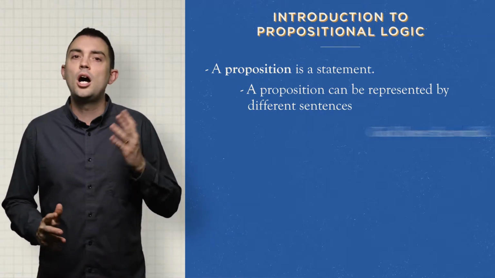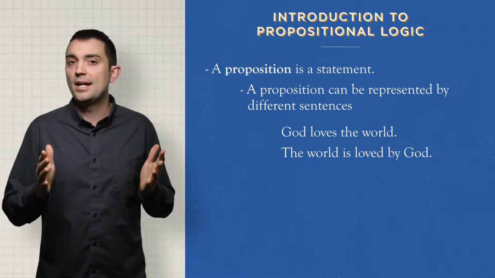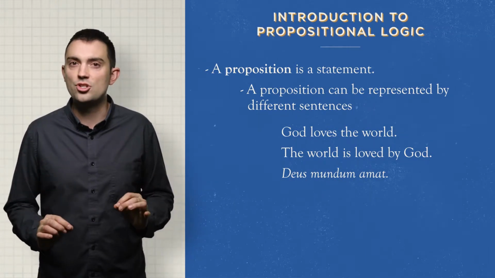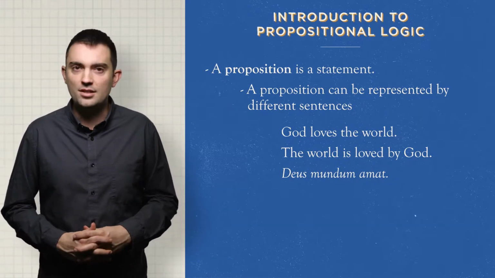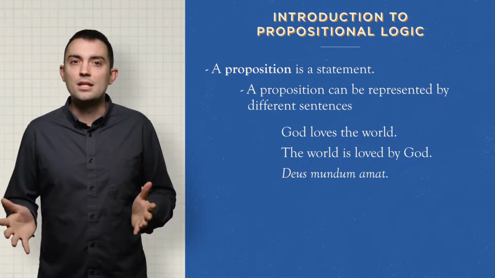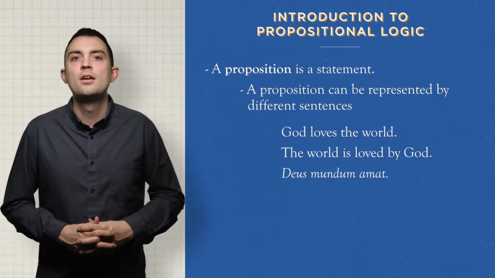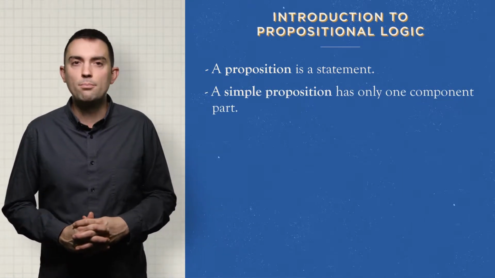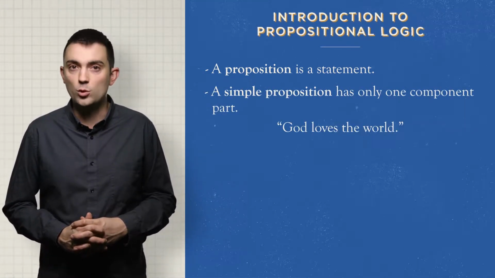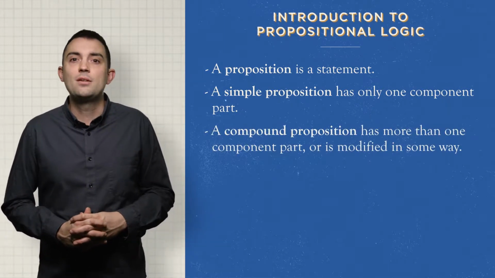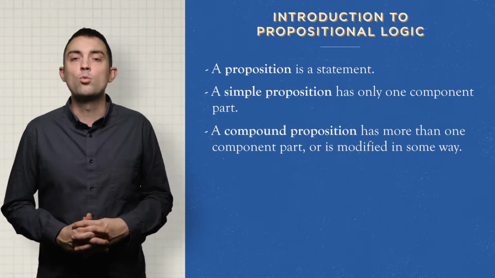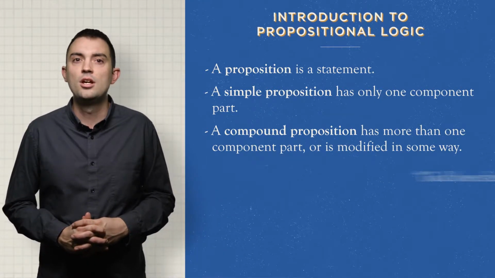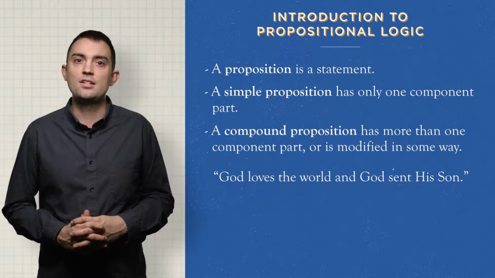For example, God loves the world, the world is loved by God, and Deus mundum amat are all basically the same proposition, even though they're three different sentences. That's because they mean the same thing, basically. Now, a proposition can be a simple proposition if it has only one component part, like the statement, God loves the world. Or a proposition can be compound if it has more than one component part, or it can be modified in some other way, like the proposition, God loves the world and God sent his son.